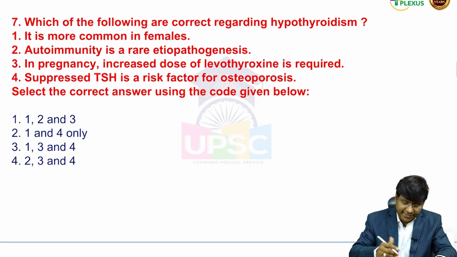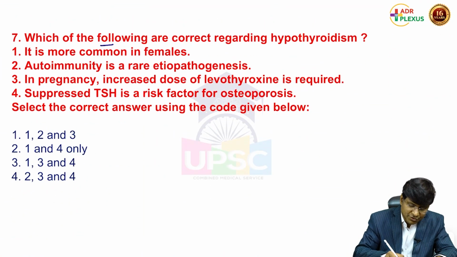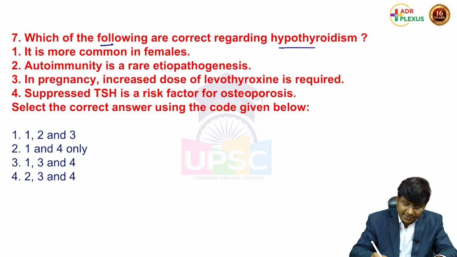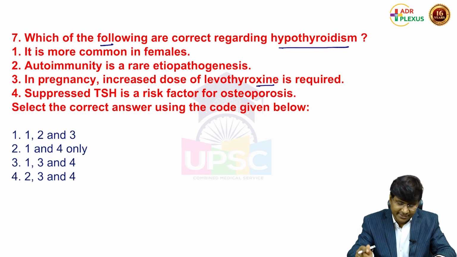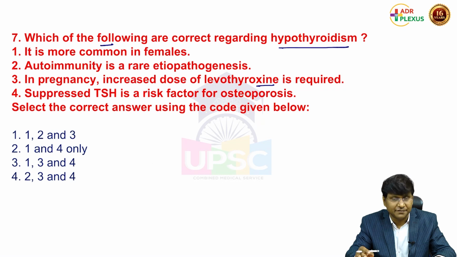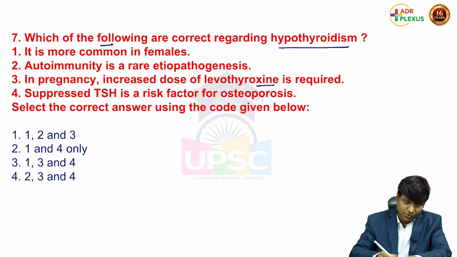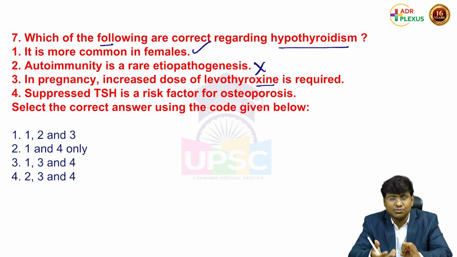Then coming on to the next question, which one of the following are correct regarding hypothyroidism? More common in females, autoimmunity is a rare etiopathogenesis. In pregnancy, increased dose of levothyroxine is required. Suppressed TSH is a risk factor for osteoporosis. So more common in females is right. Autoimmunity is a rare etiopathogenesis is an incorrect statement, because Hashimoto's thyroiditis, which is an autoimmune disorder, is the most common cause of hypothyroidism in India.